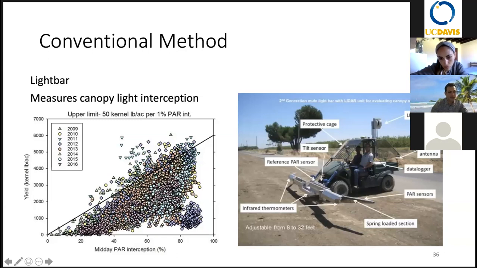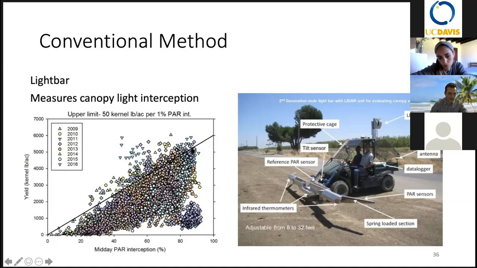Bruce Lampinen in the plant science department has come up with this model that for each percent of PAR interception, we can expect around 55 pounds per acre of almond kernel meat. So that's a very good functioning, optimum orchard. If we don't get that yield, that means our orchard is not optimal.